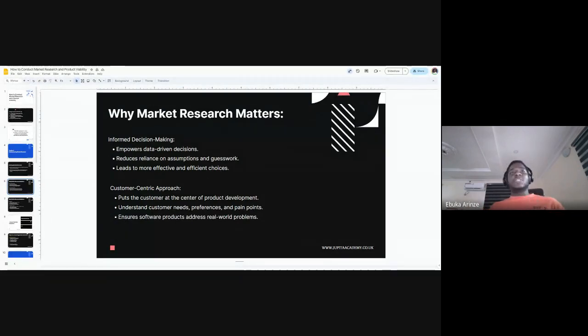Most of the questions and examples I'll use are software product focused because that is where my foundation is. But for those that are not software-focused product managers, this ideology still applies across the board. So the first thing that makes market research important is informed decisions. It empowers data-driven decisions.